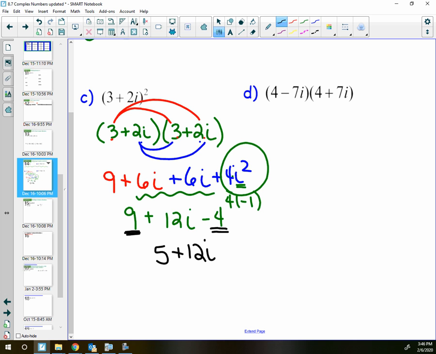So when we look at doing distributive property and putting like terms together, really it's the same as what you would do in any other algebra scenario. It's just that we have this extra, oh, i squared is -1, I know I can do something with that. All right, so let's take a look at letter D.